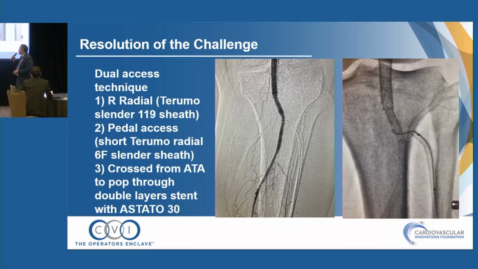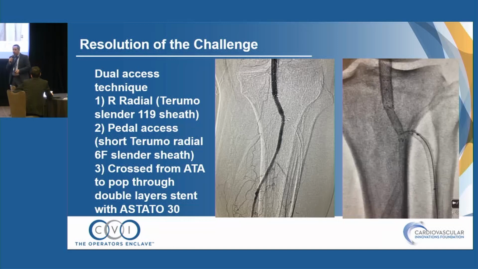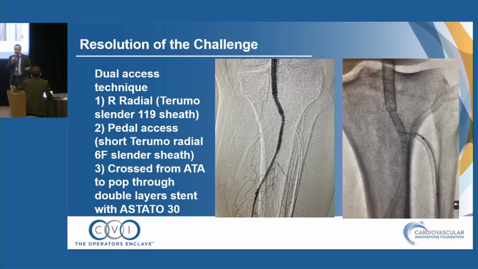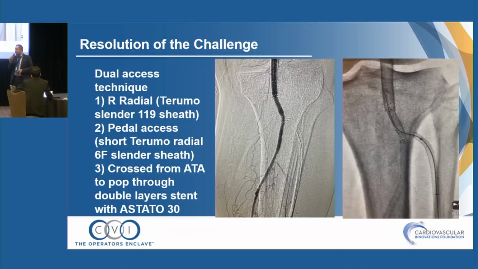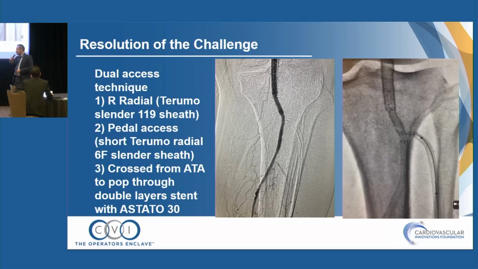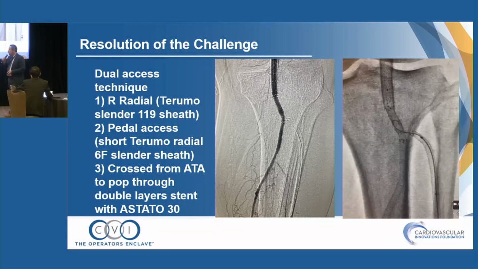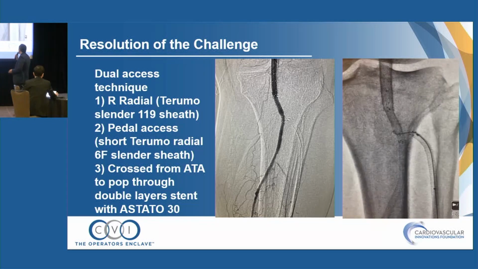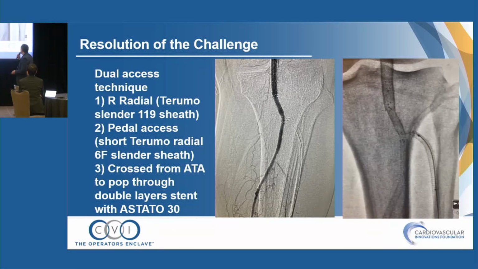So what we did with this one, we did a dual access technique. The right radial was helpful because you can take pictures, and you can deliver some equipment there, but what you try to do is just use it for pictures. And we access at the ankle level, we access the AT, which was occluded, and we used an Astato with a microcatheter, and you see on your right side, after multiple attempts, we were able to puncture those 2 layers of the stent and go through it.